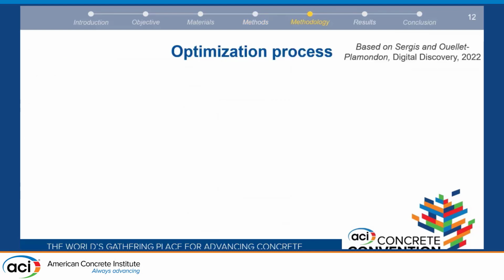So we exclude the robotic system, the printing, the transportation phase, the use phase, and the end of life. So finally, for the global methodology, the optimization process is based on the publication in Digital Discovery from Vasilis Sergis and Claudia Nouel-Plamondon.